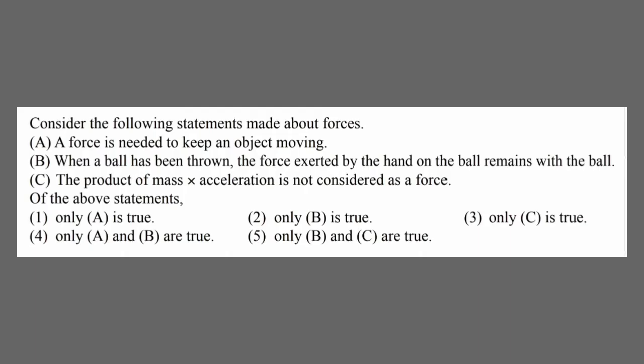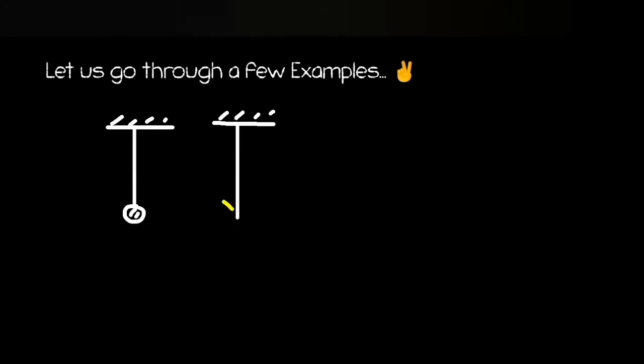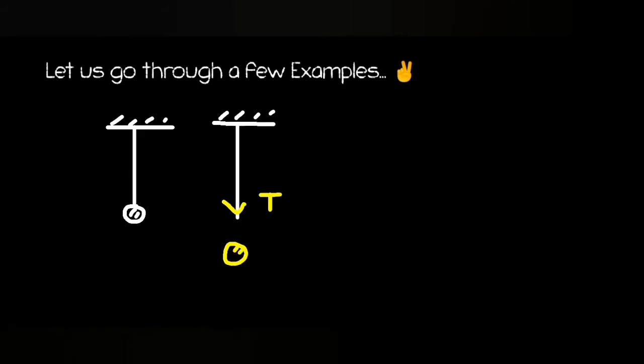Statement 2 says, when a ball has been thrown, the force exerted by the hand remains on the ball. So let us go through a few examples to understand this concept. First, we have a ball hung from a ceiling using a light string. If I ask you to mark the forces, you would mark tension downwards on the string, T and mg on the ball, T upward, mg downwards.